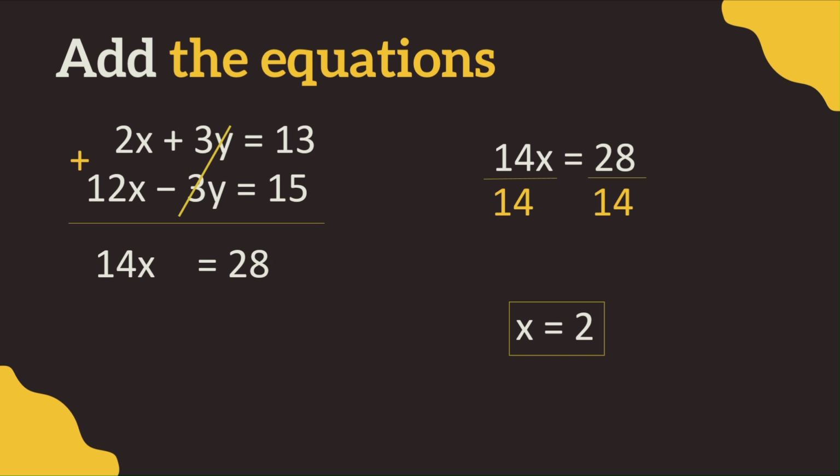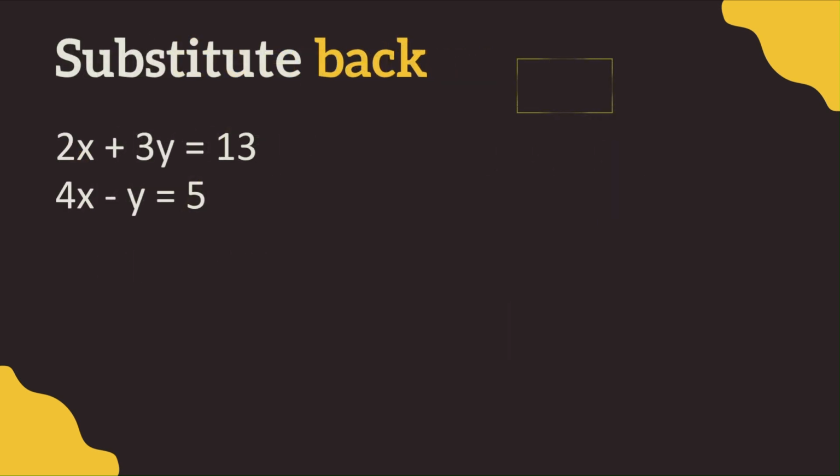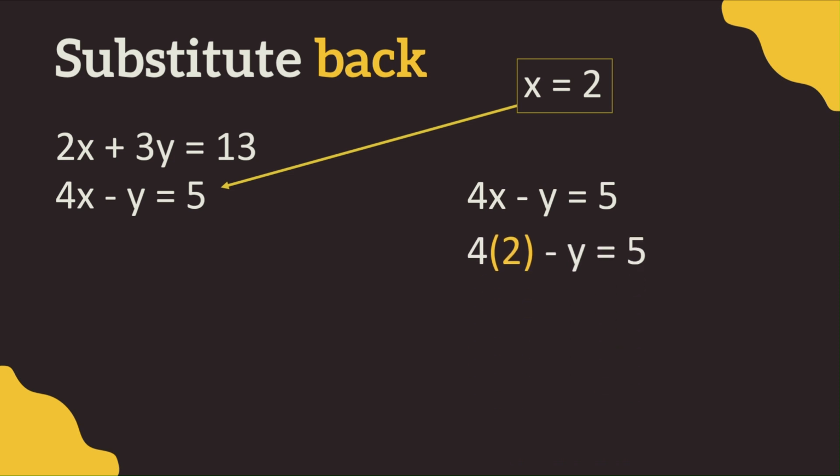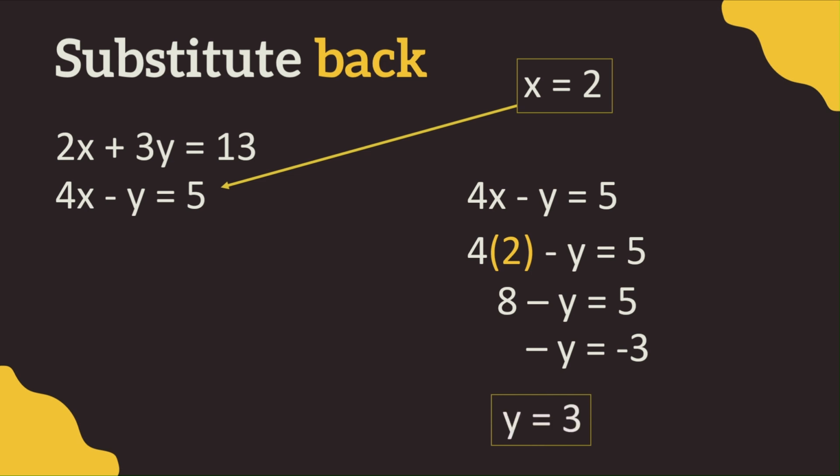Next, as usual, we substitute x back into one of the original equations. I'll use the second equation. You can also use the first. 4x minus y equals 5. Replacing x with 2 gives 4 multiplied by 2 minus y equals 5. That gives 8 minus y equals 5. Subtract 8 from both sides. Minus y equals minus 3. Finally, this gives us y equals 3. We've now found both variables.